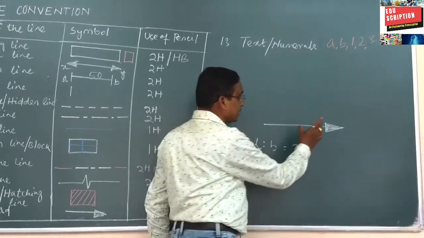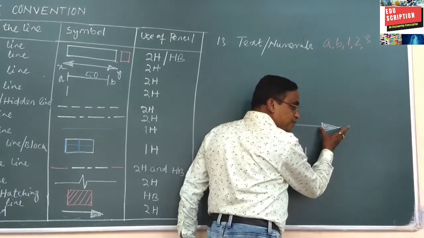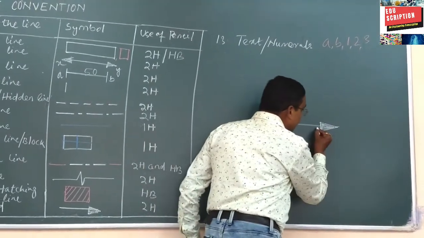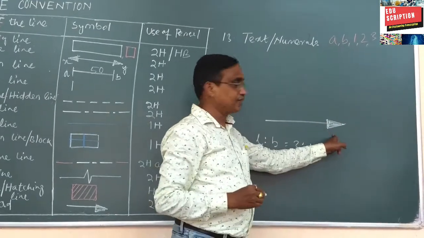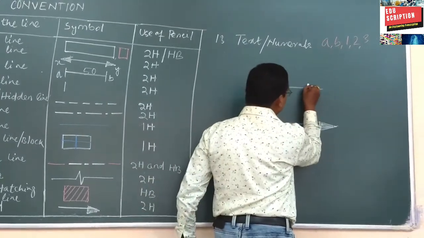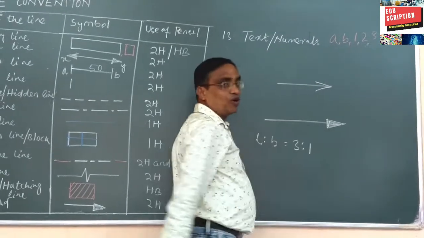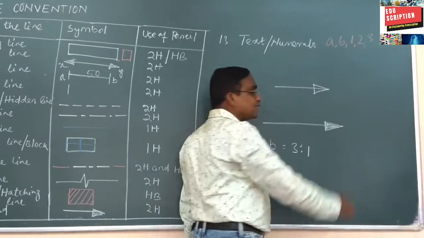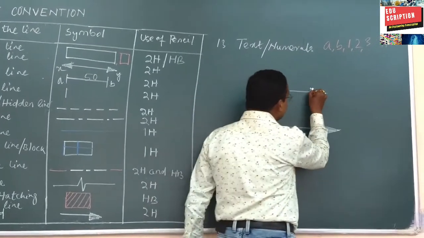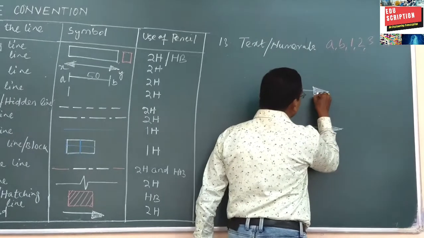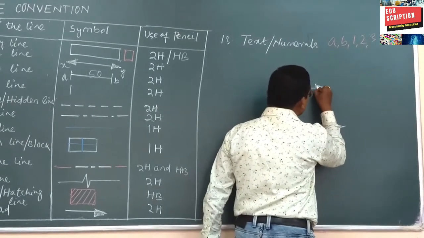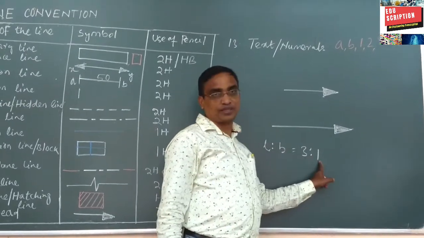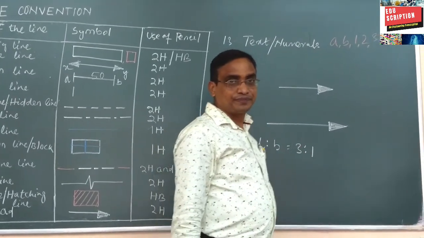If I take length equal to 6 mm, the width should be 2 mm. And it must be a closed figure and we have to fill it. By chance if we draw the arrow like this, it is wrong from the technical point of view. The arrow must be a closed one. Again it is wrong, the arrow must be a filled one. This is the perfect arrow. So always maintain the same dimension, that is length to breadth 3:1. Thank you.